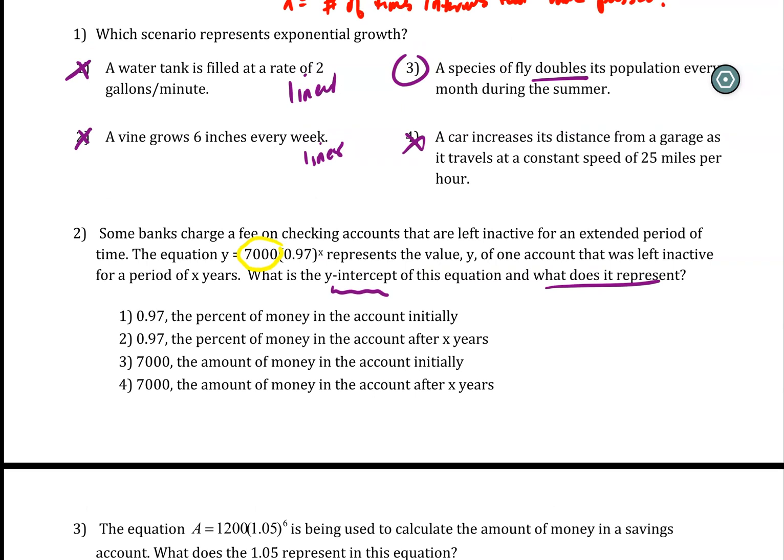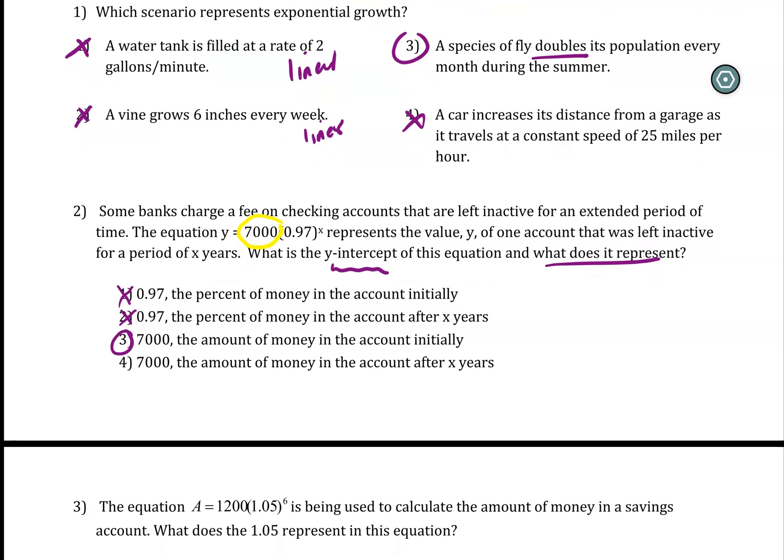That gives us an answer choice of either 3 or 4, so I can get rid of these. Those are your rates. So 7,000 would represent the initial amount that the account started at, which is option 4. I'm sorry, 3 for this example. So again, if you know the definitions or the characteristics of an exponential function, then these types of questions will be quick and easy for you to decipher.